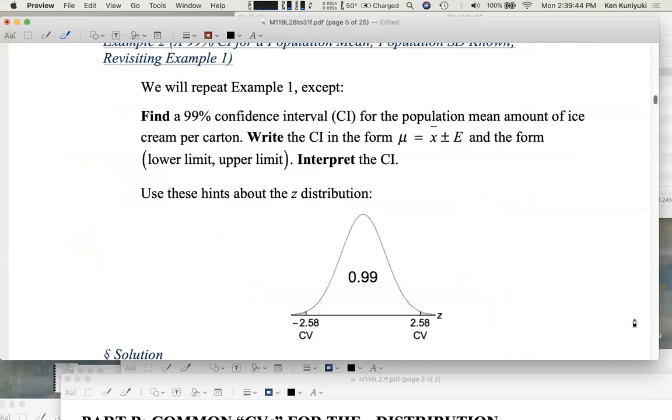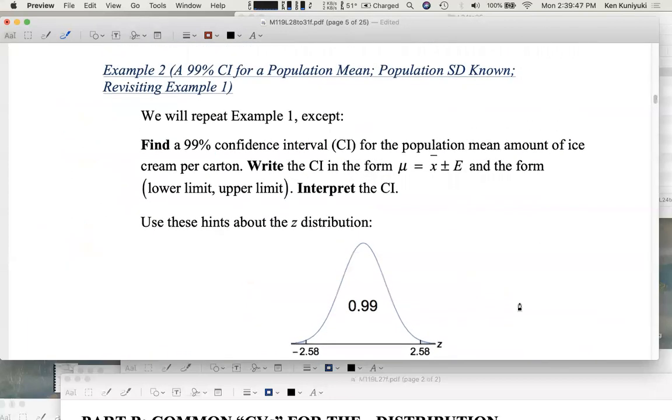Okay, so in example 2, we're going to look at a 99% confidence interval, CI, for this population mean mu. And again, we're going to assume that the population standard deviation, sigma, is known. This might seem like the less realistic case. I understand that. But we do get to use the z-distribution in this case. In the next lesson, we'll discuss the case where the population standard deviation is assumed unknown, which may be more realistic.